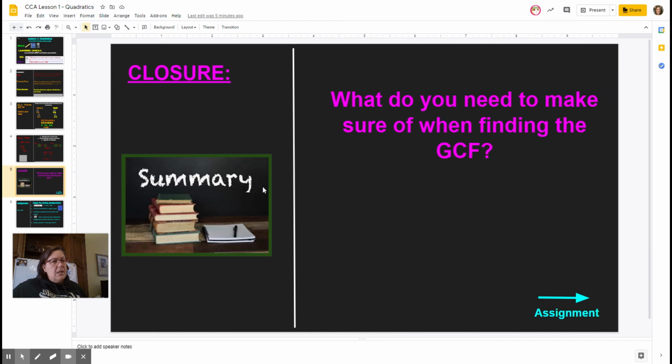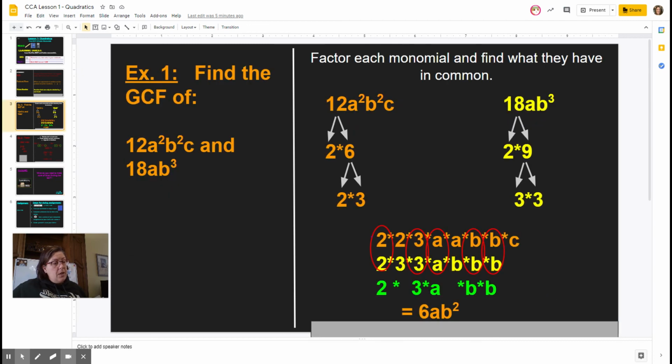So one of the things that I hope you're thinking of, what do you need to make sure of when you find that GCF, is that if you're using a factor tree, you just need to make sure that you've got this all the way down to prime factors, right? To make sure that you can find what they have most in common. Or if you're not going to use the factor tree, then you just need to make sure that you're using the largest factor that both numbers have in common. That's the bottom line, just making sure you have the largest number.